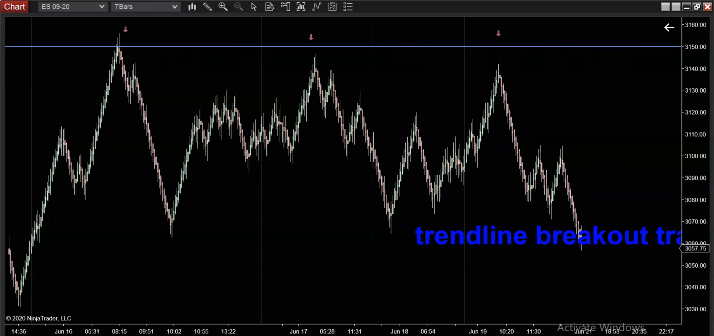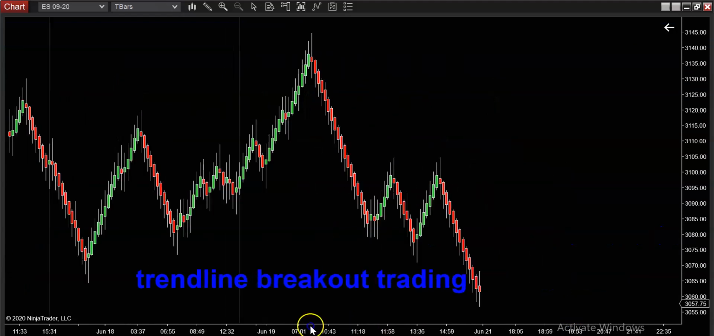This is called resistance, guys. For all you guys that love support and resistance, this right here is exactly what resistance looks like in the market, where price reaches a nice big round number like 3150 and the sellers just dump it. They dump it by the boatload.